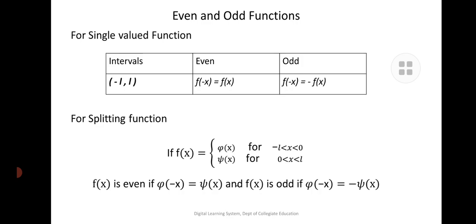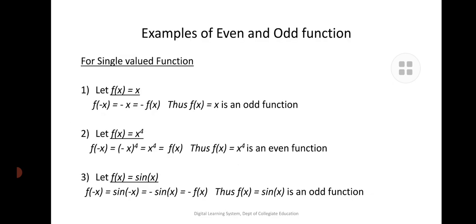That is, f of x is equal to phi of x for the interval minus L to 0, and f of x is equal to psi of x for the interval 0 to L. f of x is even if phi of minus x is equal to psi of x, and f of x is odd if phi of minus x is equal to minus psi of x.